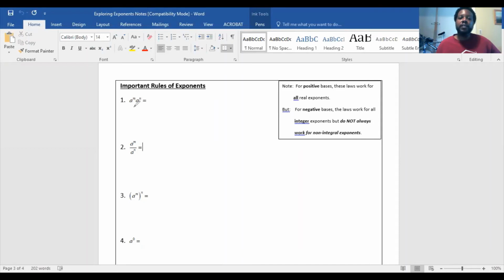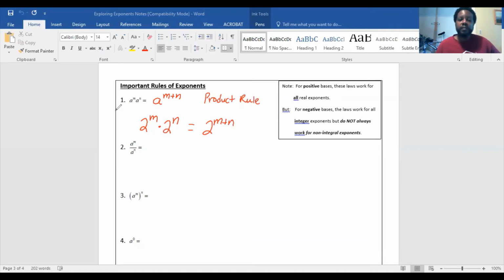So the A's are the same, they represent the same number. So instead of writing it as a to the m times a to the n, even though that's the way the rule looks, I want to make sure that you understand that my answer is going to be a to the m plus n. So I'm going to replace these a's with numbers just so you can have a better idea. So let's say I have 2 raised to the m power times 2 raised to the n power, okay? This is a multiplication problem. My answer is just going to be 2 to the m plus n. So this is what is known as the product rule.